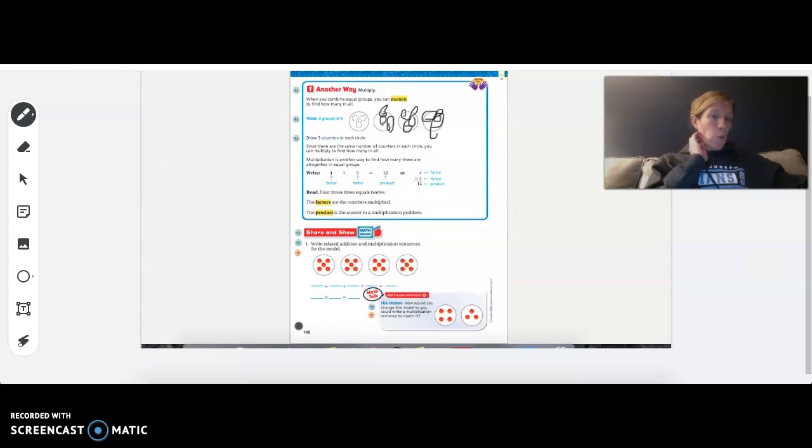All right. We're going to work through a little bit of the next couple pages, and then you're going to do them on your own to practice, okay? Number 1, write the related addition and multiplication sentences for the model.